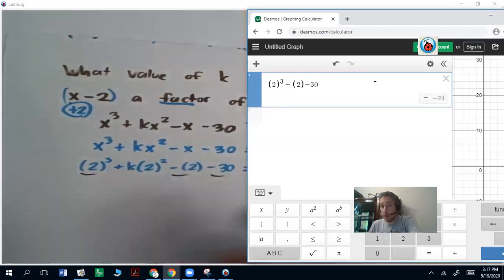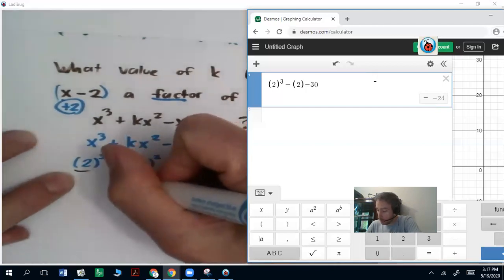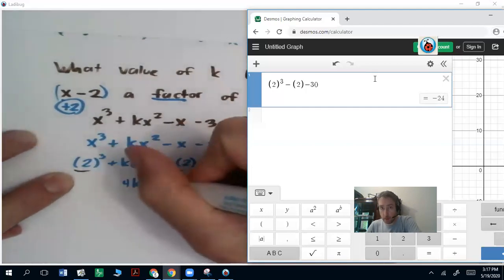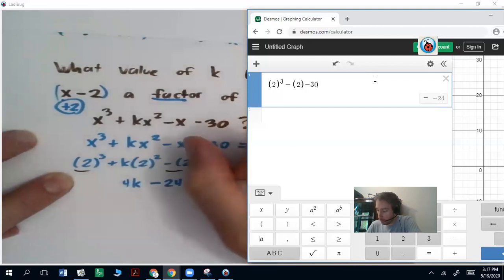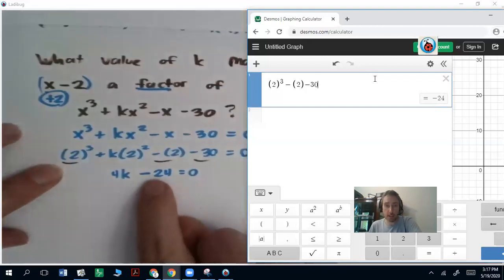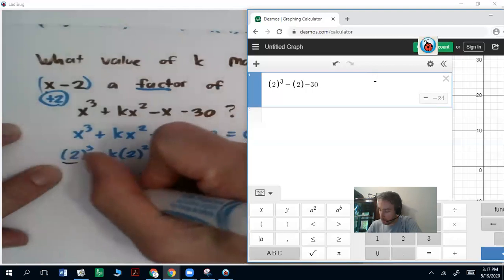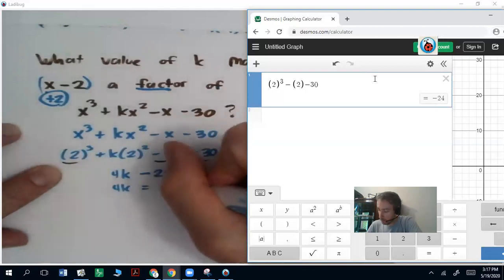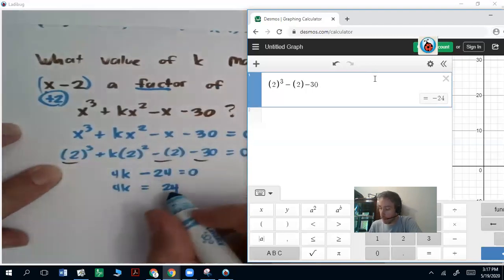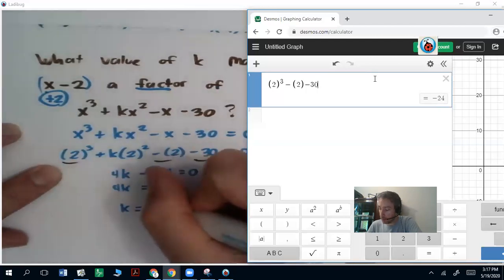So then we have k times 2 squared, which is 4k, minus 24 equals 0. Add 24 to both sides, and divide by 4. And k should be 6.